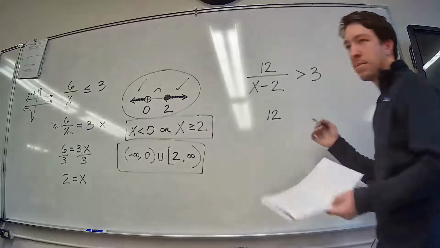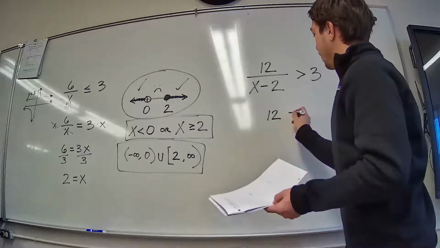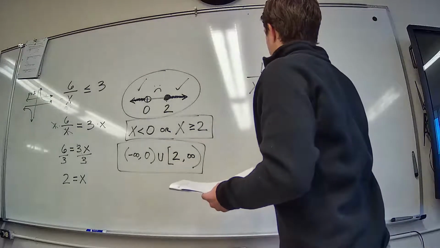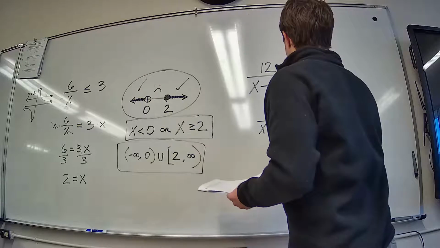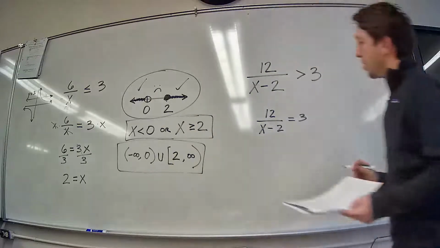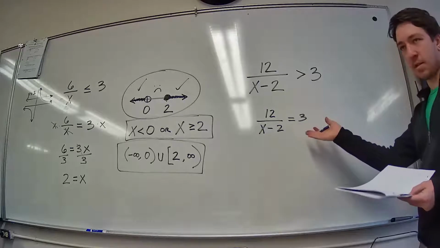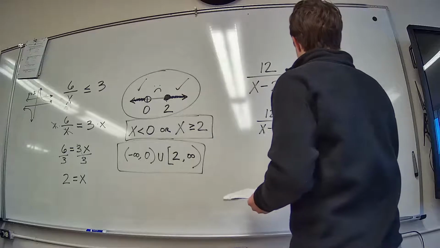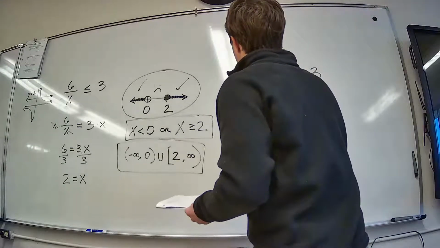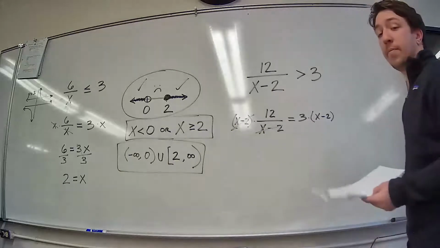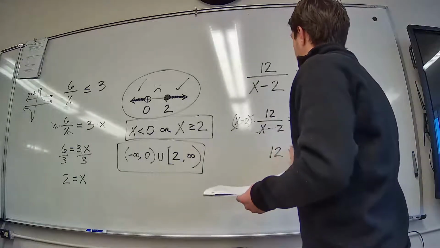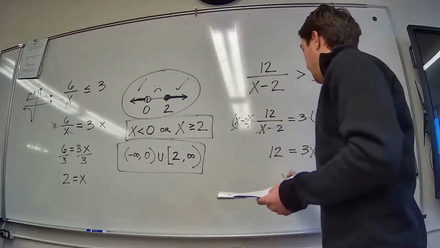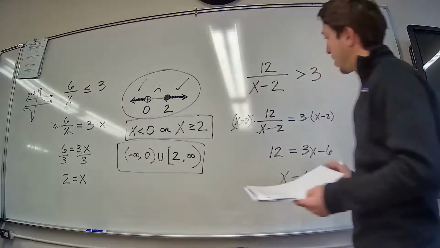Let's do 2 steps at once. Treat it like an equation. I'll show both steps. You can skip this intermediate step if you want. So think of it like an equation and solve it. To solve this, you multiply both sides by x minus 2. Cancel there. And so you get 12 equals 3x minus 6. 18 divided by 3, you get the answer 6.